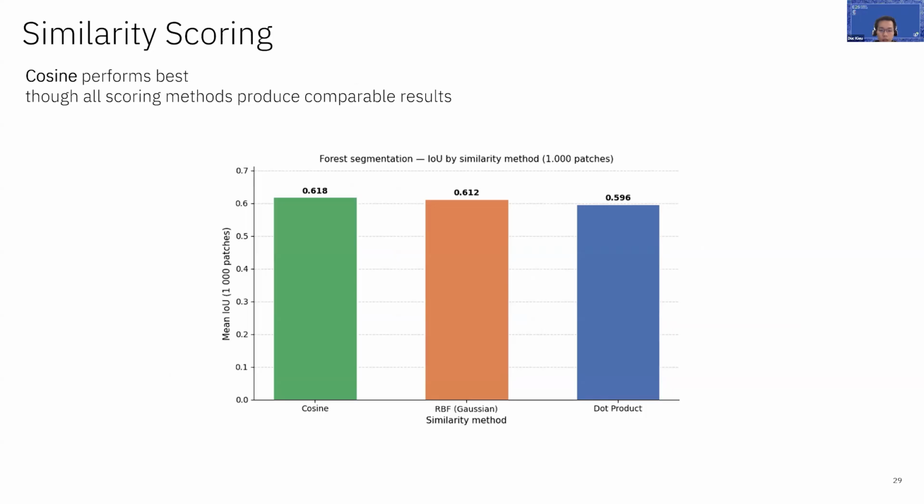And here you can see the final results. I also ran the experiment on 1,000 patches, and cosine performed the best. But as you can see, all methods yield very comparable results, and it also makes sense that cosine performs the best because cosine takes a look at the direction. We ask ourselves, does this pixel belong to the forest, and not how foresty or how green is this pixel. So it makes sense that cosine performs the best.